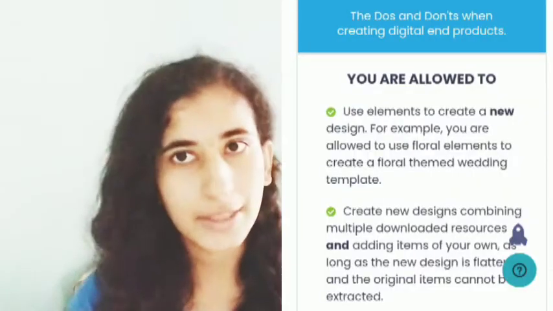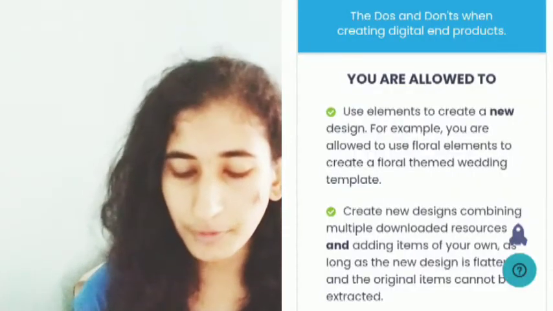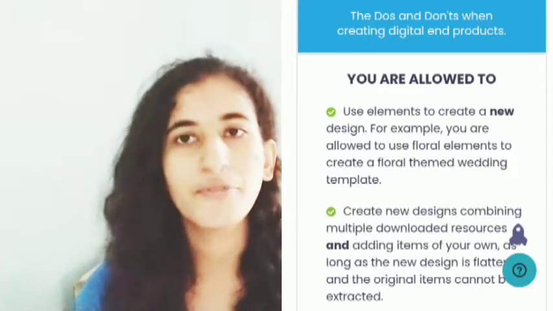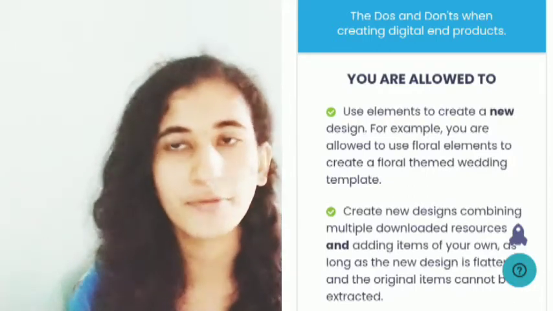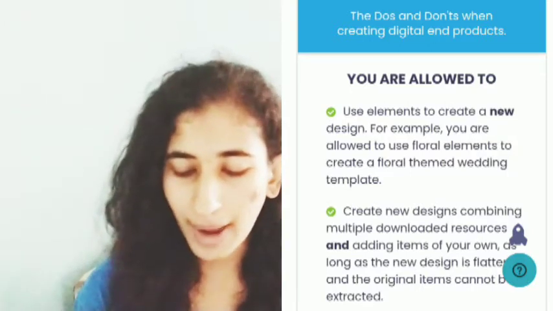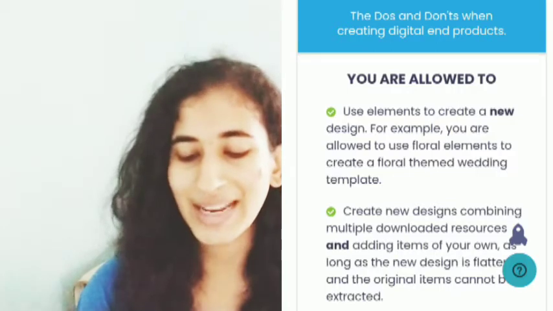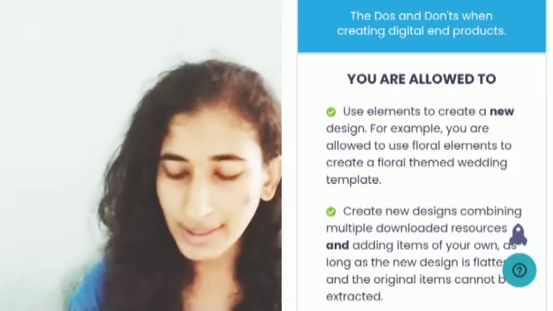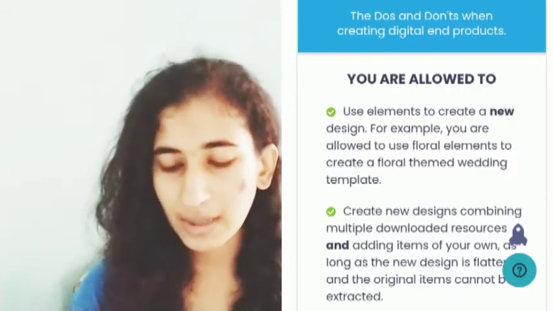Now let's talk about the digital end products. If you're creating digital end products for selling on Etsy, then make sure you follow their rules. It's also for the freelancers who are creating templates, social media templates or wedding templates or any kind of templates and selling them. So you are allowed to use elements to create new designs. For example, you are allowed to use floral elements to create a floral theme wedding template. It's just an example. You can use it for a birthday template or whatever template you want to create. Create new designs combining multiple downloaded resources and adding items of your own, as long as the new design is flattened and original items cannot be extracted.